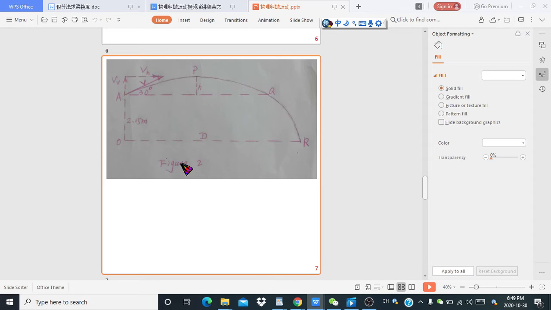This is figure 2. This parabola is the rock's projectile track. A is the point where the rock is let go. O is point A's horizontal projection on the ground. P is the parabola vertex. Q is the intersection of horizontal line AQ and the parabola curve.